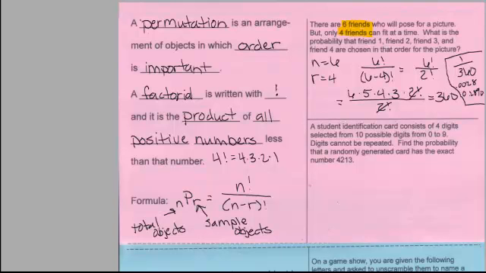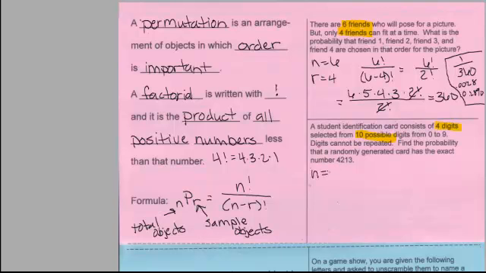A student's identification card consists of 4 digits selected from 10 possible digits from 0 through 9. So there are 10 possibles and there are 4 digits to make it. Find the probability that a randomly generated card has the exact number of 4, 2, 1, 3. So all that means is this is giving you the exact order. Remember, I told you order is important. So 4, 2, 1, 3 is not necessarily important as far as solving the problem, but it is in telling you that it is a permutation because it has to be done in this order.